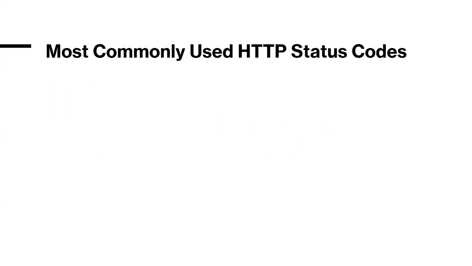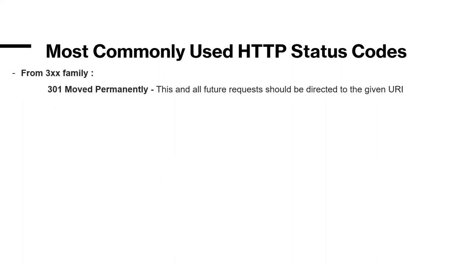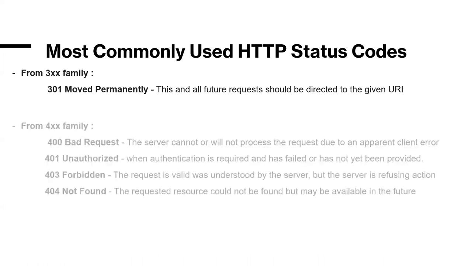Now moving towards the 300 family. In the 300 family, I'm going to discuss only one commonly used HTTP status code, 301. It means that a resource has moved permanently to another address or URI. So all future requests should be redirected to the given URI. It is very similar to someone moving to another location, and whenever a person reaches the previous location, they are redirected to the new location. So this is the 300 family.